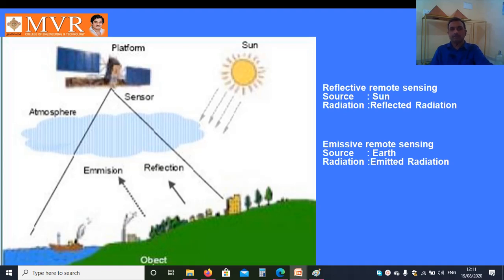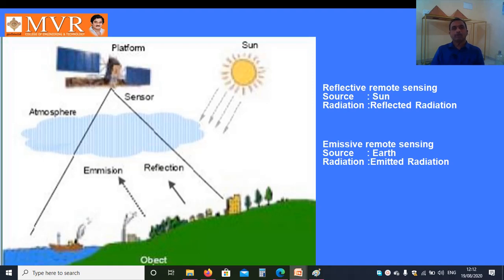In the first lecture, I covered the topics of what is remote sensing and how remote sensing is useful for us. What is the basic concept of remote sensing? What are the stages in remote sensing? What is the advantage of remote sensing? What is the difference between in situ measurements and remote sensing measurements? These are the topics I covered in my first lecture.